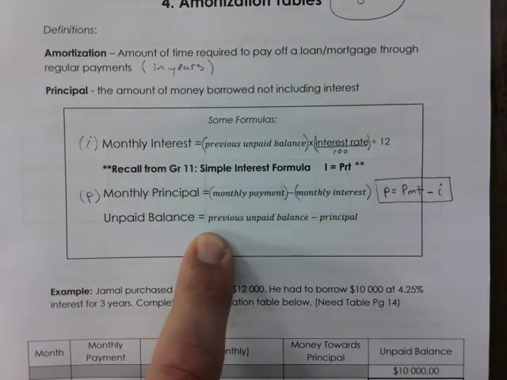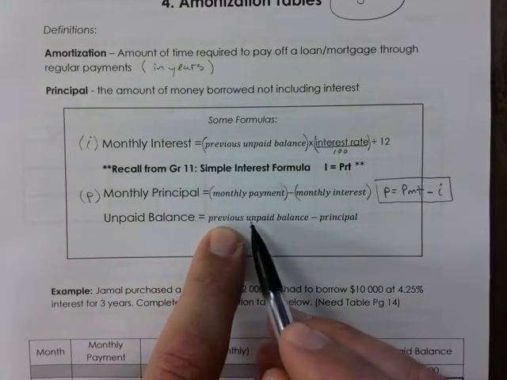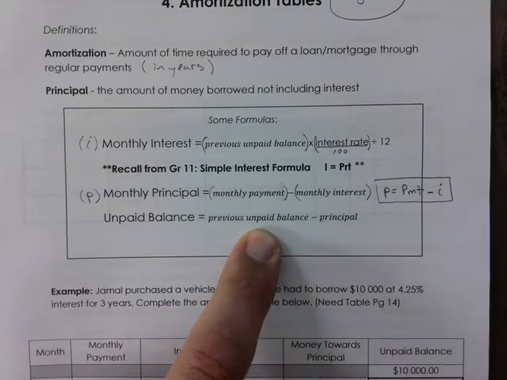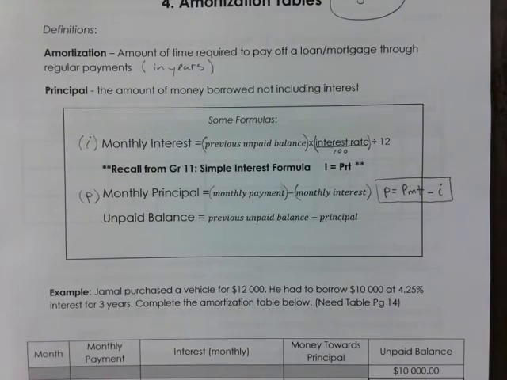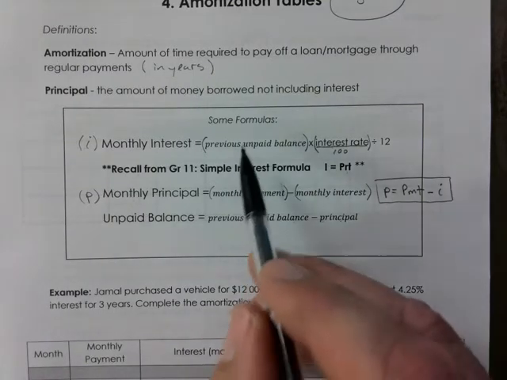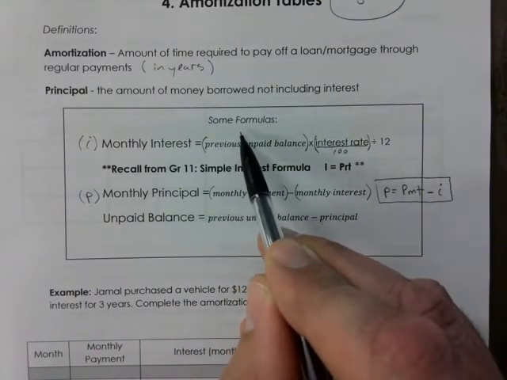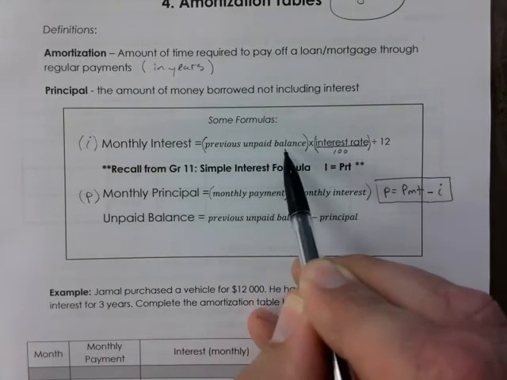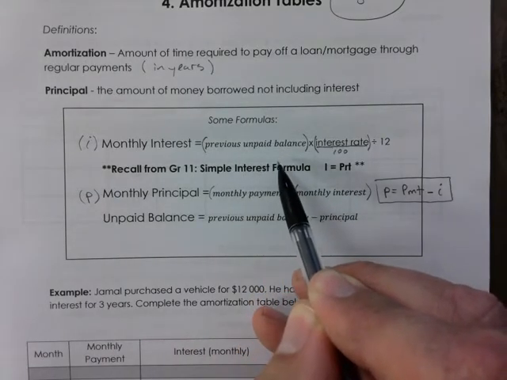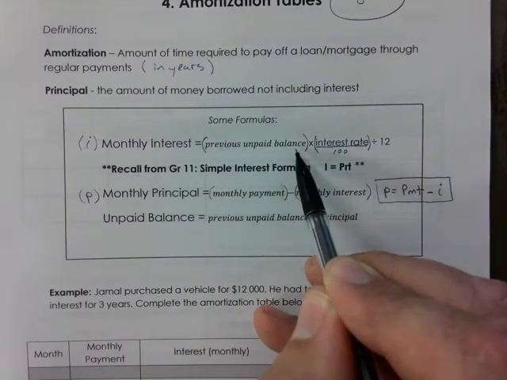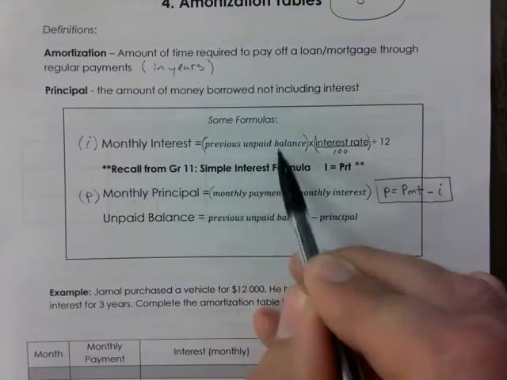Unpaid balance is previous unpaid balance minus principal. That one I cannot give you a shorter formula for. Can I just go back to this one? I used to call this loan, but because the loan is going to keep changing as the months go by, I call this previous unpaid balance. But when you find the first month interest, this is actually the loan, okay?